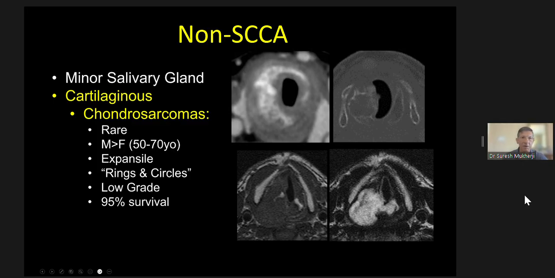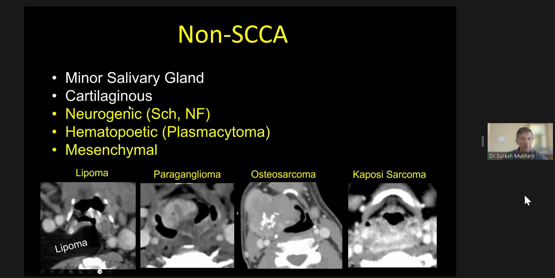and I will suggest that diagnosis of a chondrosarcoma. We have some other mesenchymal lesions that can involve the larynx as well. There can be of neurogenic origin, hematopoietic, or mesenchymal. So this is just an example of a lipoma. This was a lipoma extending into the retropharyngeal space. We can see it's fatty.